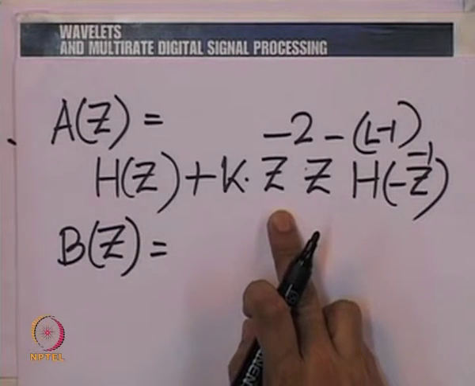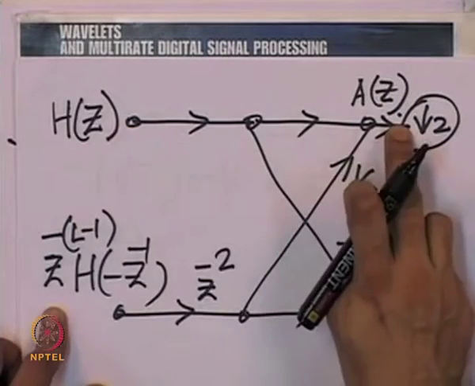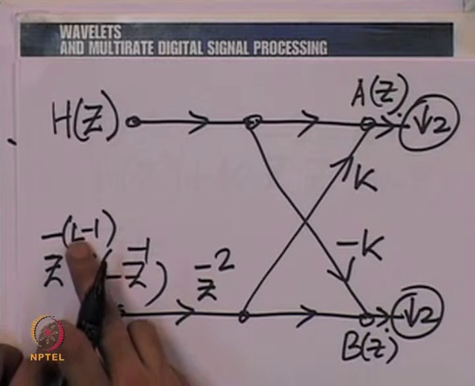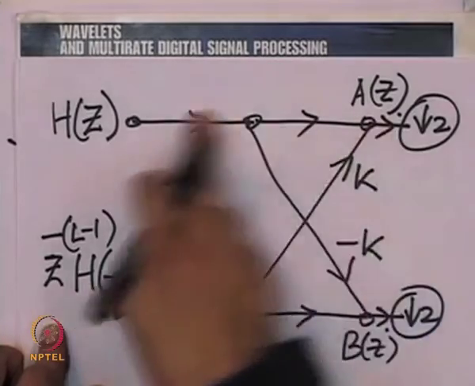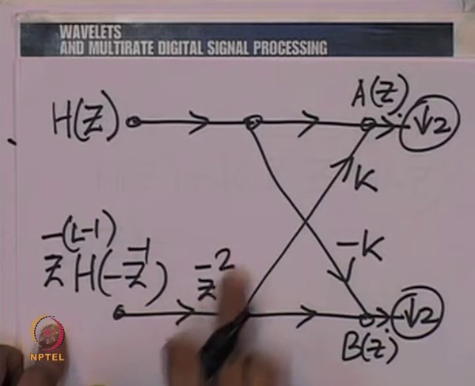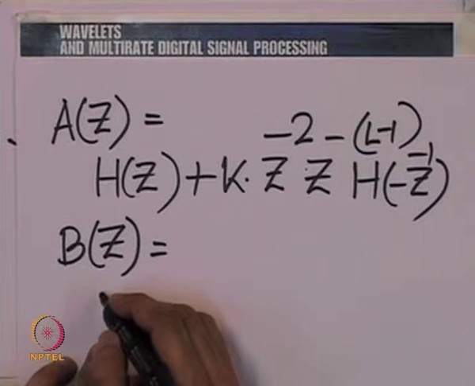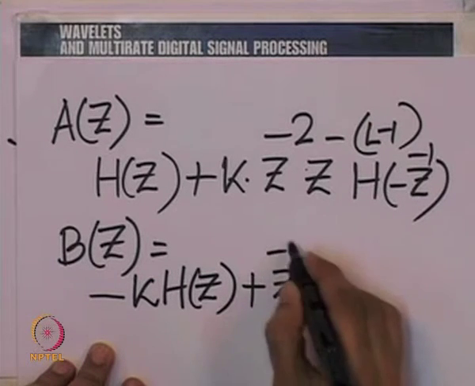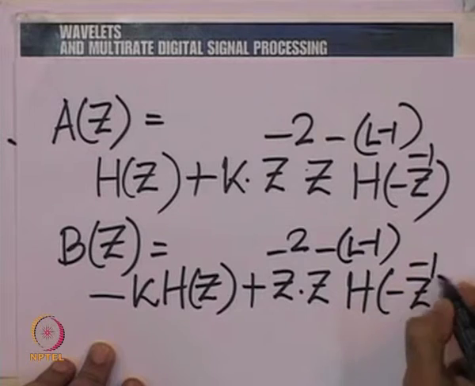in fact, let me just put back the figure before you to explain this. I am saying AZ is HZ plus k times z to the power minus 2 into z to the power minus L minus 1 H of minus z inverse. So, H of this multiplied by z raised to the power minus 2 multiplied by k and added here. Similarly, here it is minus k times HZ plus z raised to the power minus 2 times this added together to give BZ. So, BZ is minus k times HZ plus z raised to the power minus 2 times z raised to the power minus L minus 1 H minus z inverse.